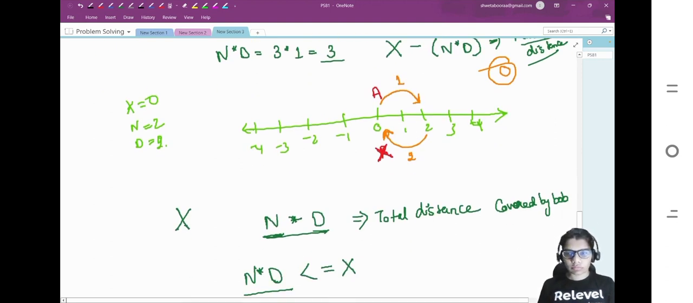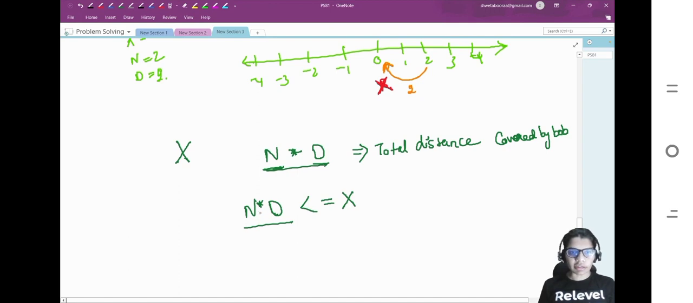So this can be one case in the problem. We can write here, if your total distance covered by steps is smaller than or equal to x, then your minimum distance would be equal to x minus n into d. We have seen our first case here.